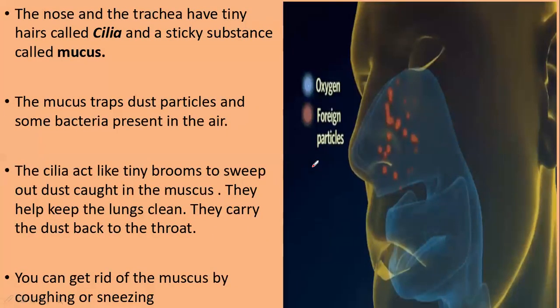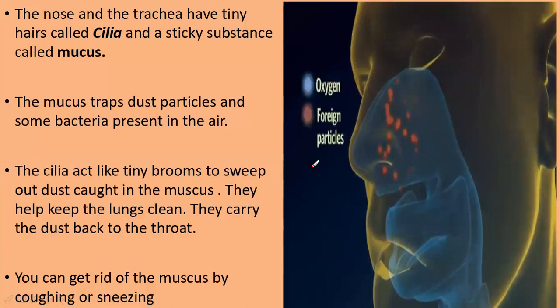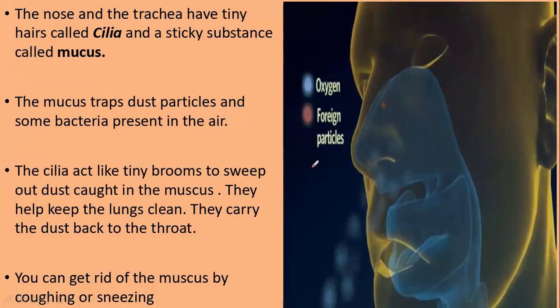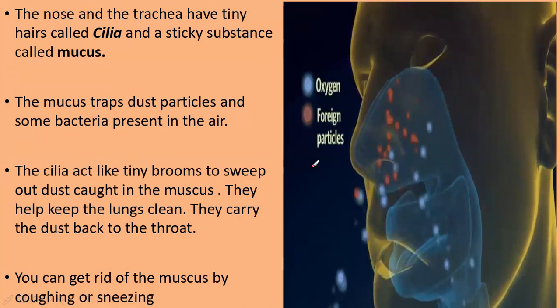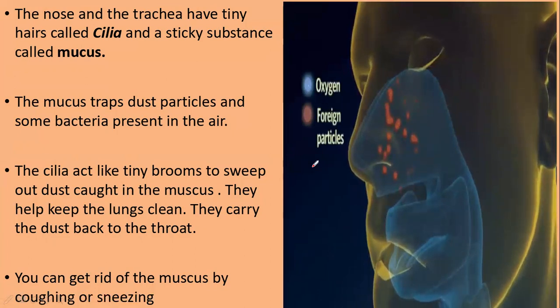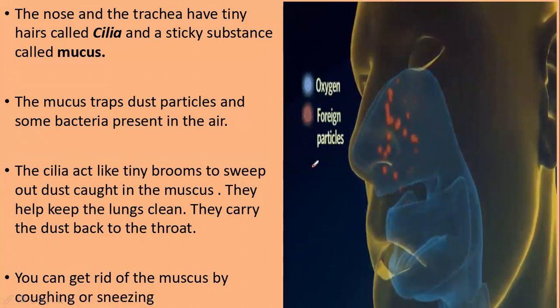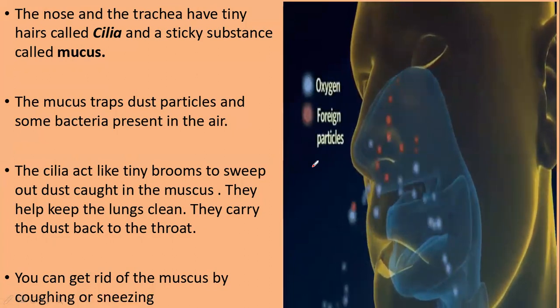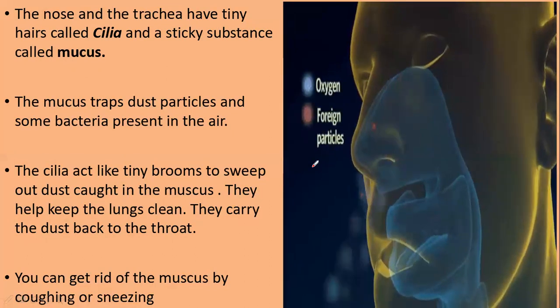When you studied the detail, tiny hairs called cilia. The nose and the trachea have tiny hairs called cilia and a sticky substance called mucus. Mucus traps dust particles and bacteria present in the air. You can get rid of mucus by coughing and sneezing. The cilia act like tiny brooms to sweep out dust caught in the mucus. They help keep the lungs clean. They carry the dust back to the throat.